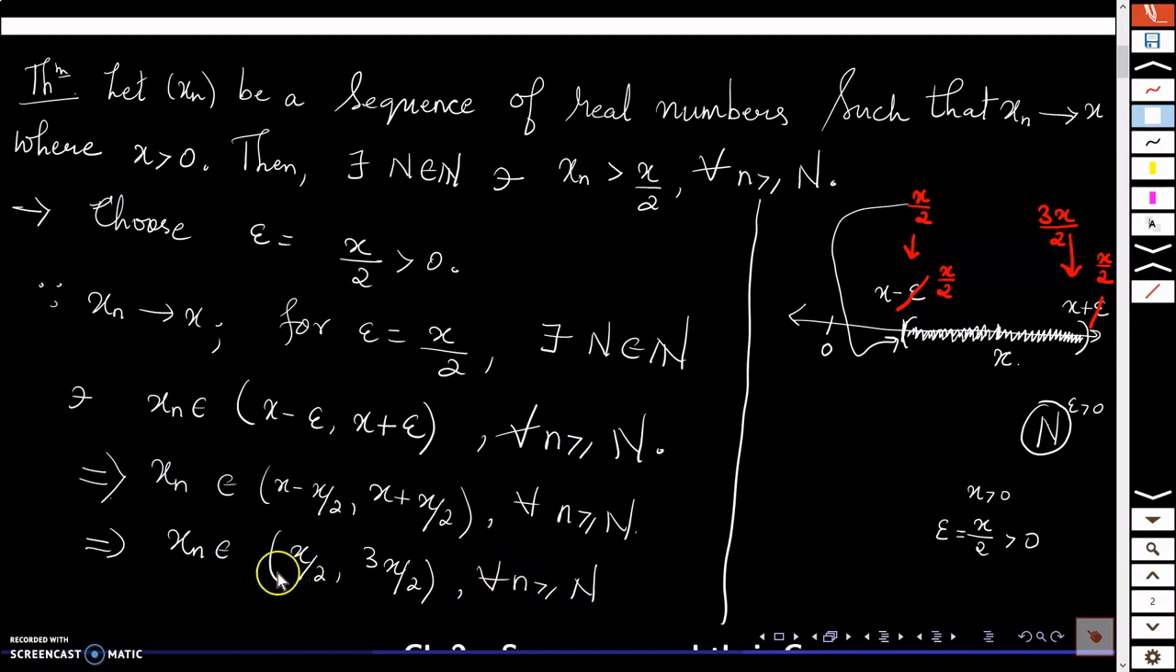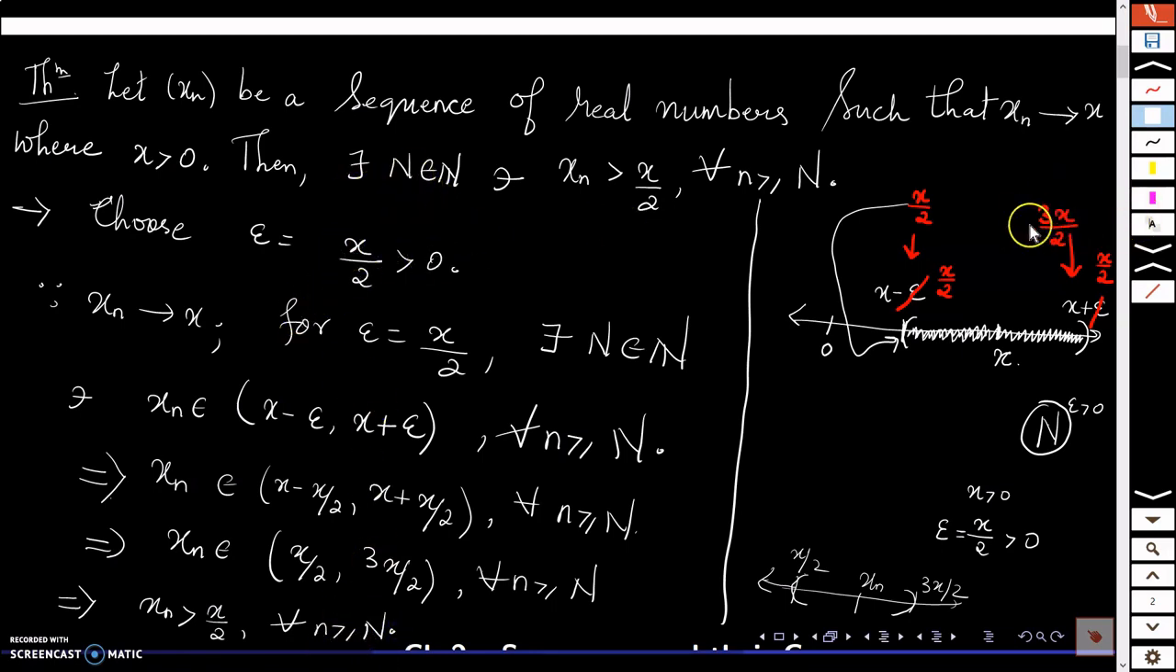Now this xn lies in this interval. So if x by 2 is here and 3x by 2 is here, the open interval is this open interval which I am talking about, the neighborhood. And the points xn are lying here. That means they are definitely greater than x by 2, right? So this implies xn is greater than x by 2 for all n bigger than or equal to capital N. So what did we prove?